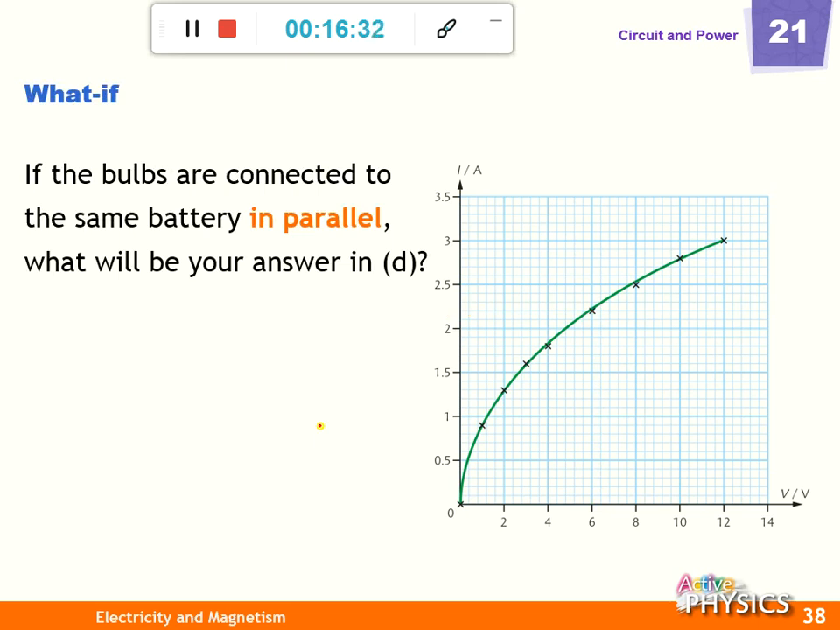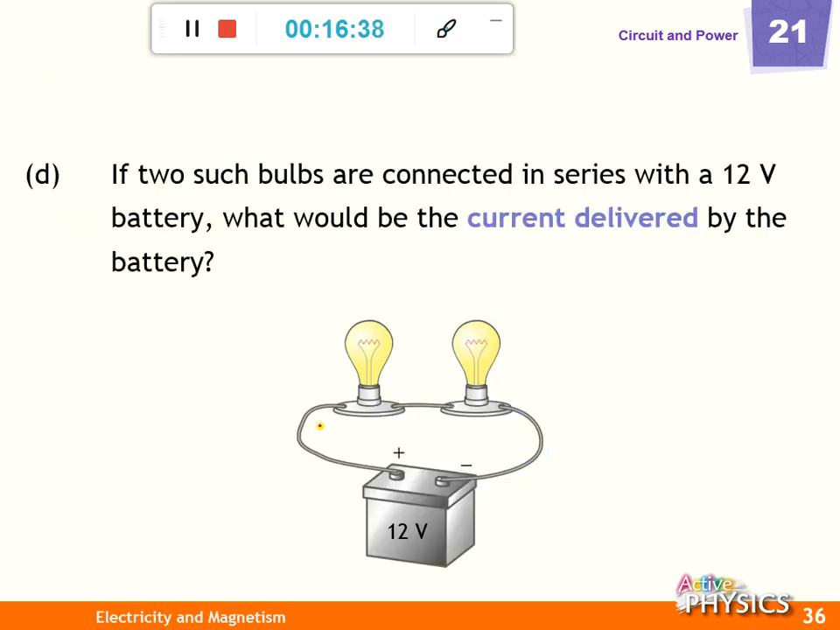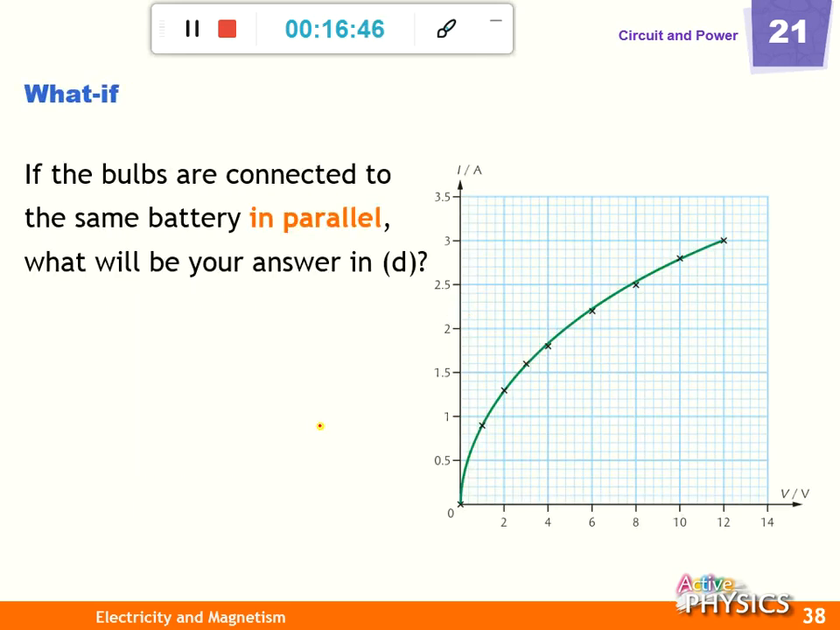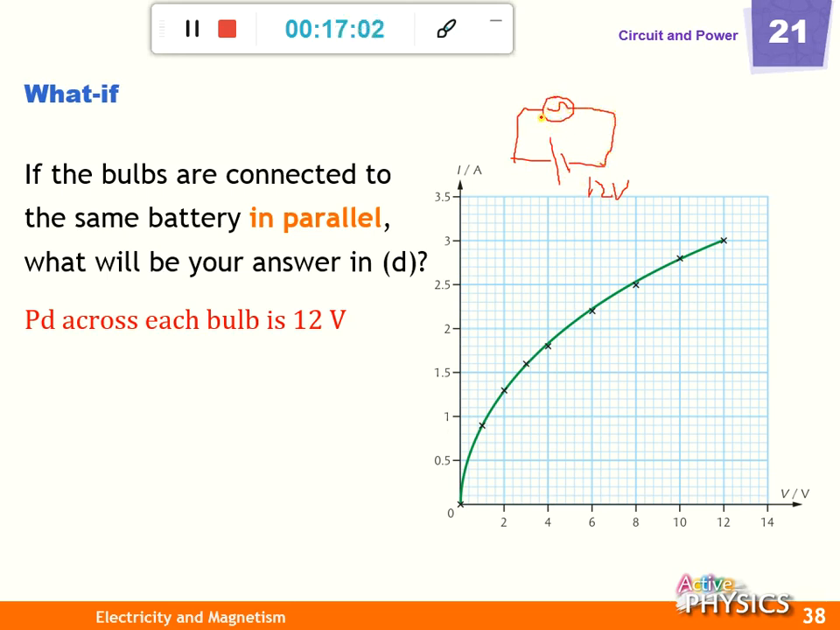What if the light bulbs are connected to the same battery in parallel? What is the current delivered by the battery? The voltage will be 12 volts, because they are connected in parallel, so the voltage in each branch will be the same. You can see that the PD across each light bulb should be 12. The diagram should be this: the battery will be 12 volts, and this light bulb is also 12, and this one also 12, because they have the same potential difference, 12 volts.